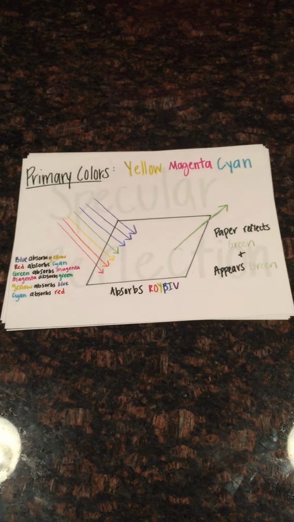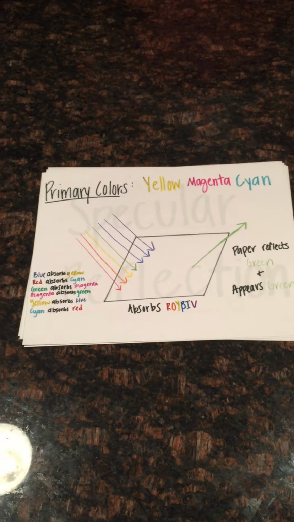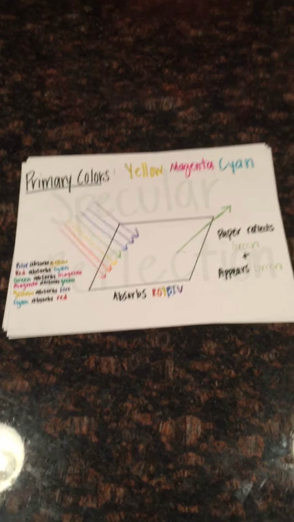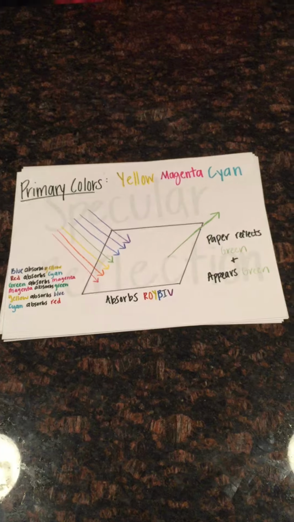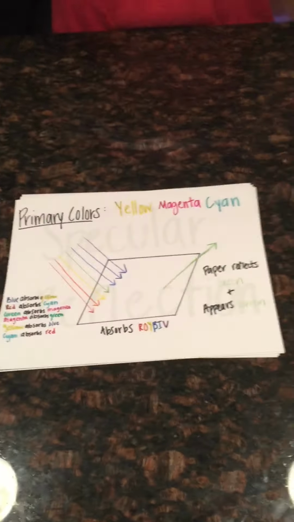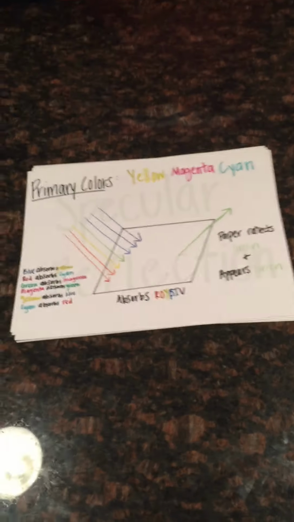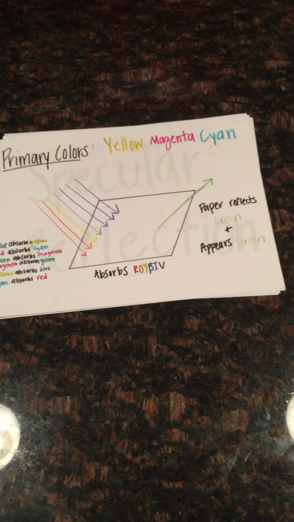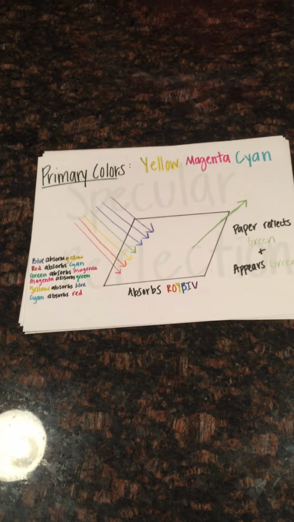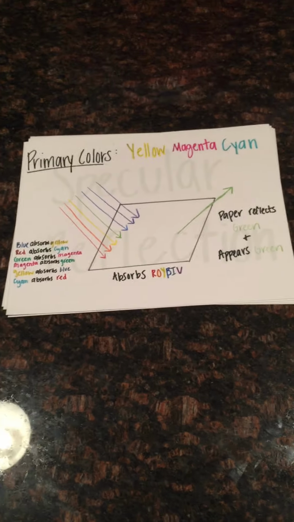Whatever color of light is not absorbed by the object is the pigment of the object. Different colors of pigment absorb different colors of light. The colors they absorb are their complements. Blue absorbs yellow, red absorbs cyan, green absorbs magenta, magenta absorbs green, yellow absorbs blue, and cyan absorbs red.